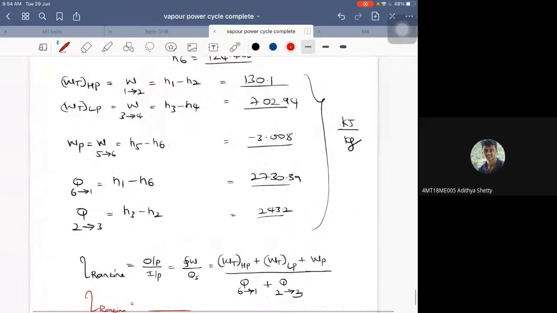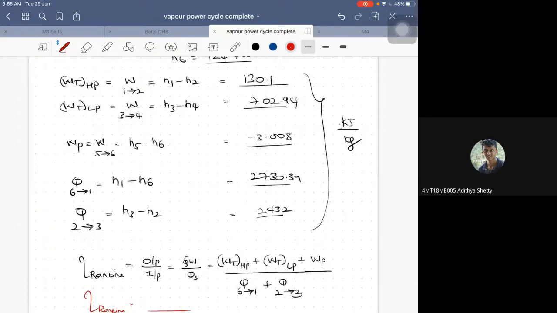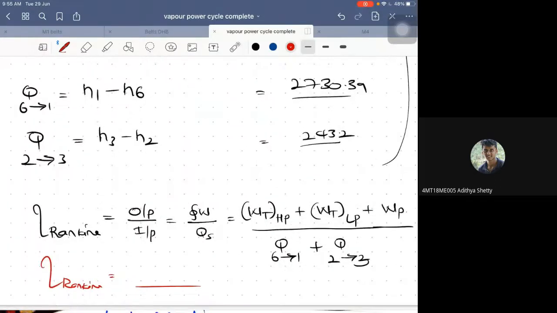Are all the values correct, whatever is being written? Now, if yes, give me the efficiency for which we have struggled so much.